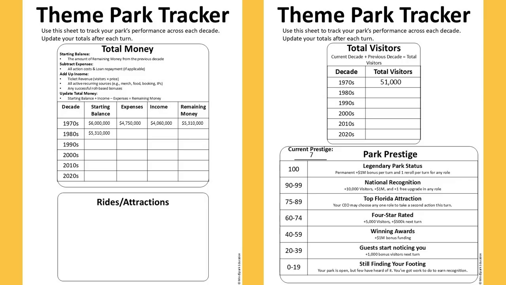Now it's time for teams to talk it out. Their theme park tracker will help them determine what their budget is for each round. In round 1, the 1970s, all teams start with $6 million, but their choices in that round affect their budget for each of the other rounds. It looks like Lone Star World has $5,310,000 to work with this turn.